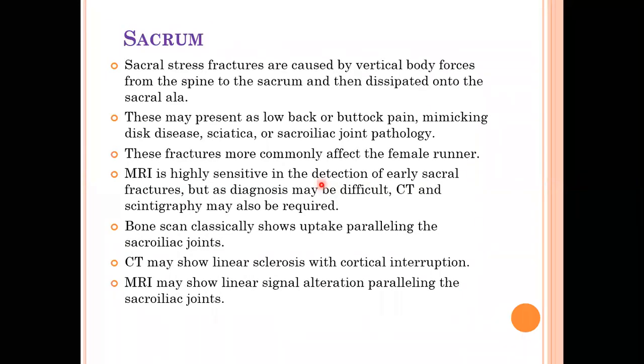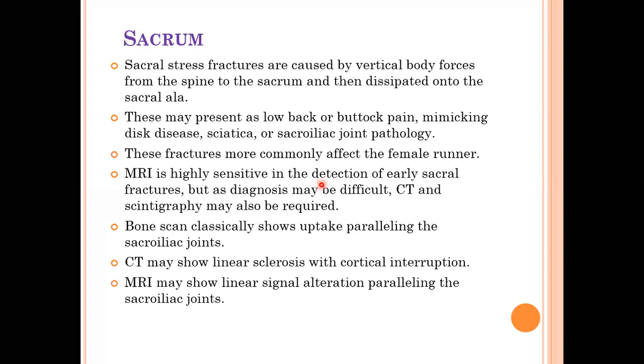Sacrum. Sacral stress fractures are caused by vertical body forces from the spine to the sacrum and then dissipated onto the sacral ala. These may present as low back pain or buttock pain, mimicking disc disease, sciatica, or sacroiliac joint pathology. These fractures more commonly affect female runners. MRI is highly sensitive in the detection of early sacral fractures, but as diagnosis may be difficult, CT and scintigraphy may also be required. Bone scan classically shows uptake paralleling the sacroiliac joint. CT scan may show a linear sclerosis with cortical interruption.